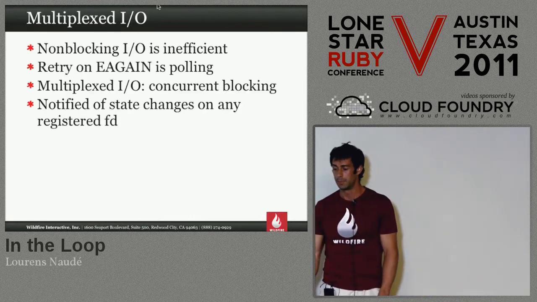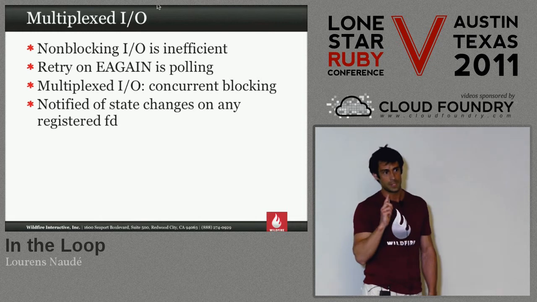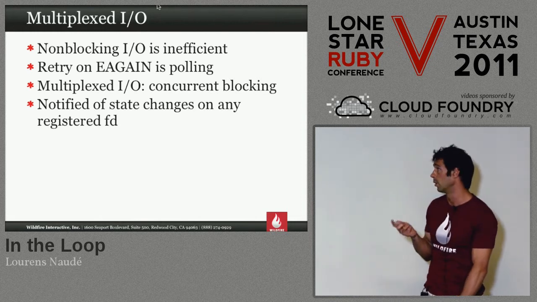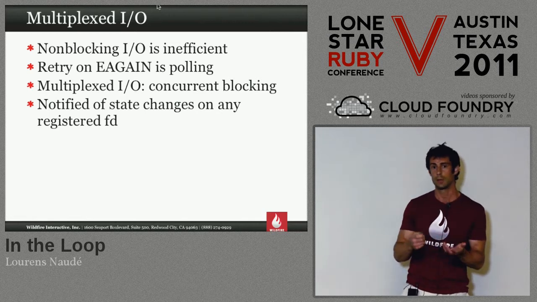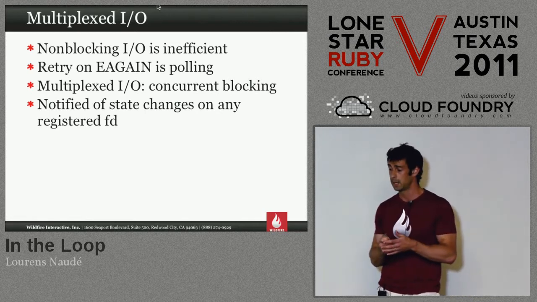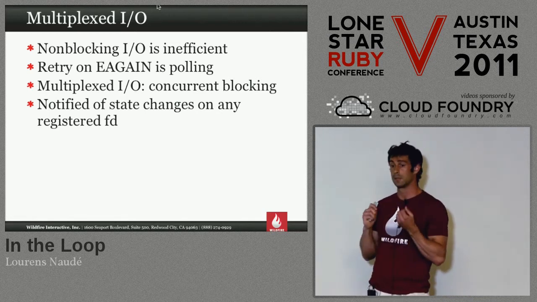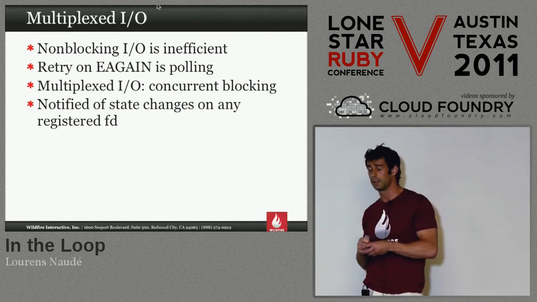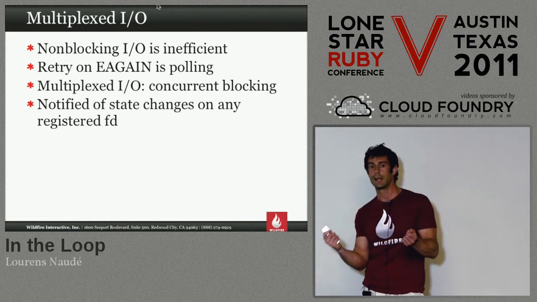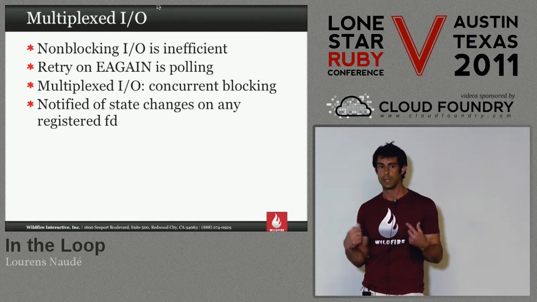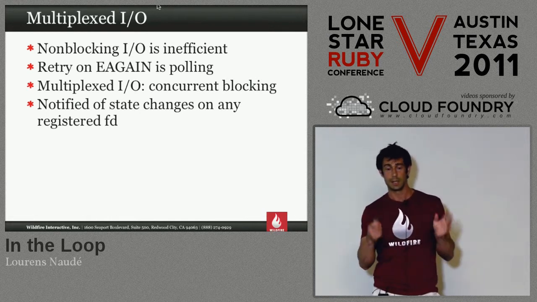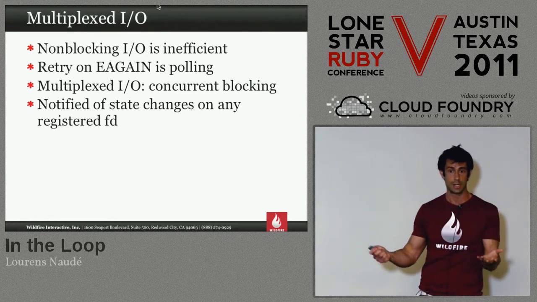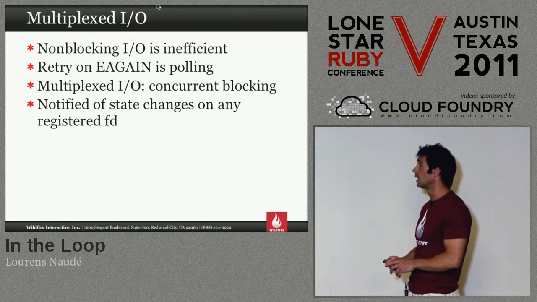That's good. So multiplexed I/O is there to solve a particular problem, because non-blocking I/O is extremely inefficient. Every time we try to do I/O, try to do a read, and we get an error response back, that essentially is polling. A good way to look at multiplexed I/O is as concurrent blocking. With epoll, for example, we can put tens of thousands of file descriptors. We can tell the kernel, hey, monitor these. Whenever something changes with them, let us know about them.